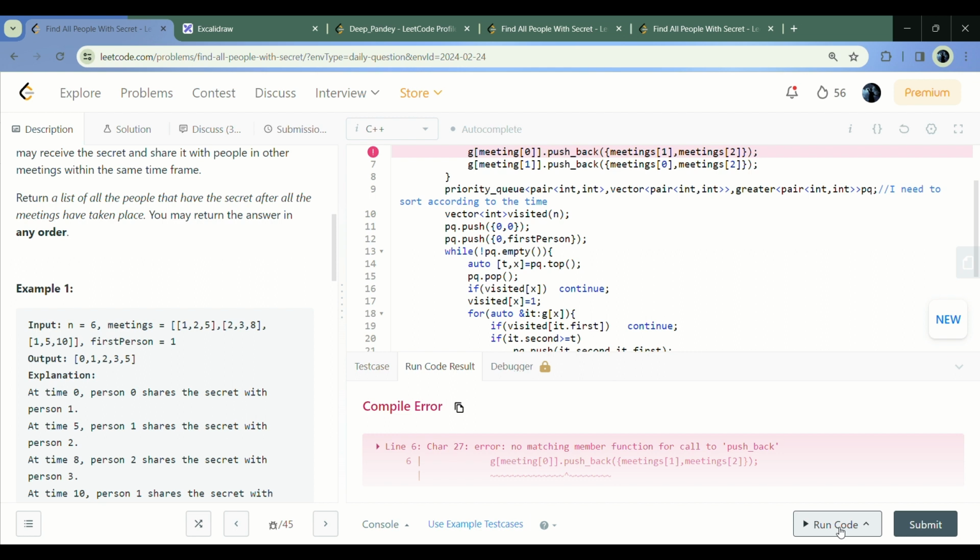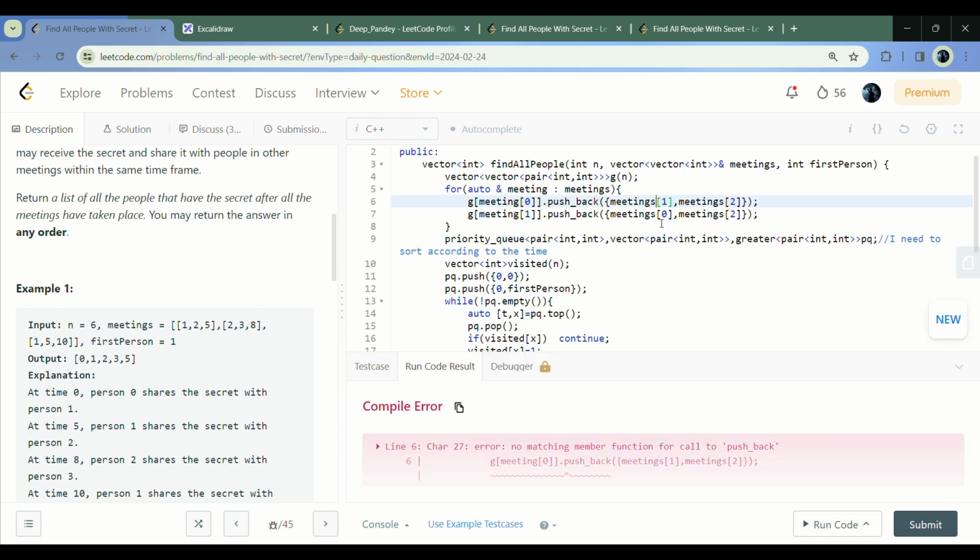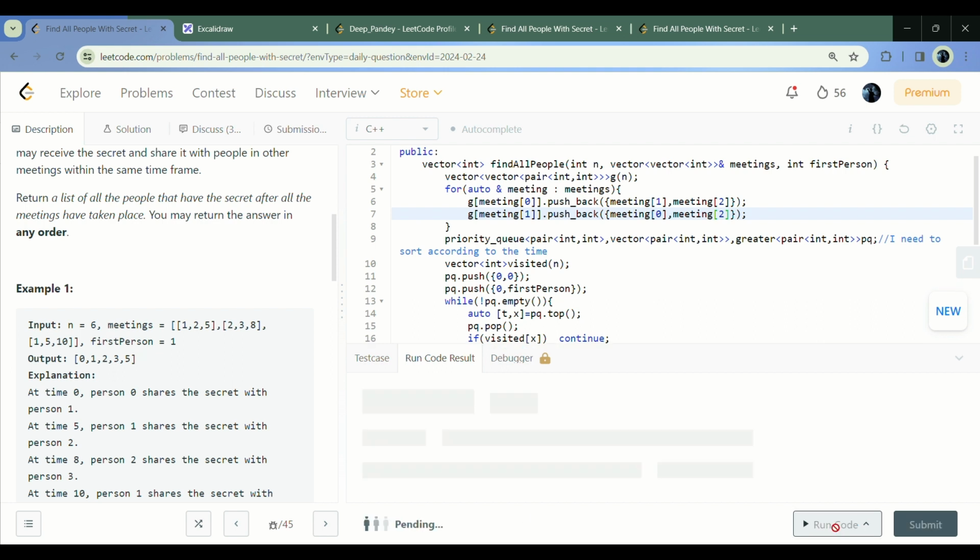Okay, it's giving an error here. It says that member call push_back is not allowed. Okay, here I have declared meetings. I have to check for meeting, a particular variable I'm taking from that meetings array. So I'll replace it with meeting. Again, let's just run it.